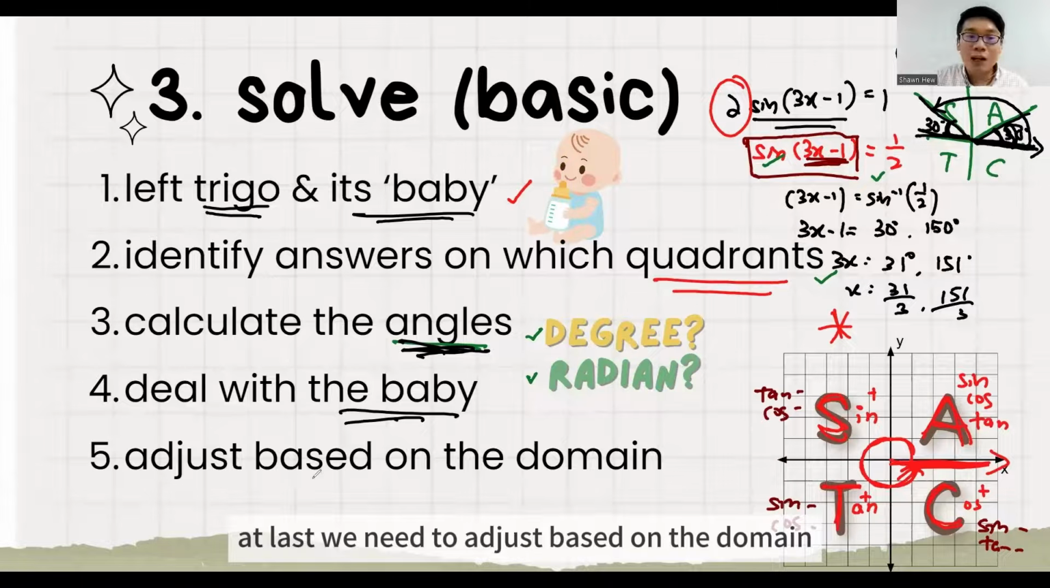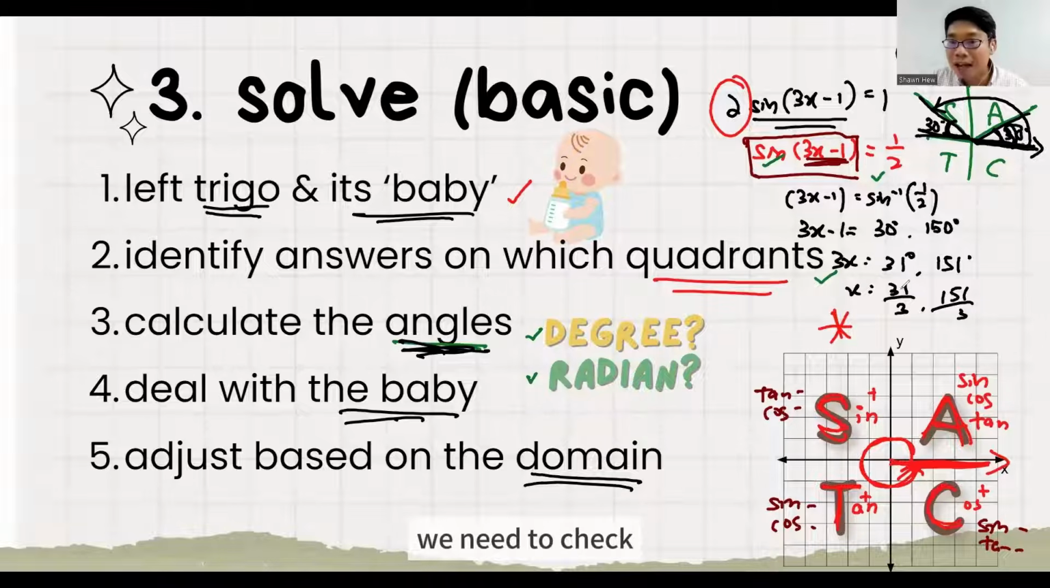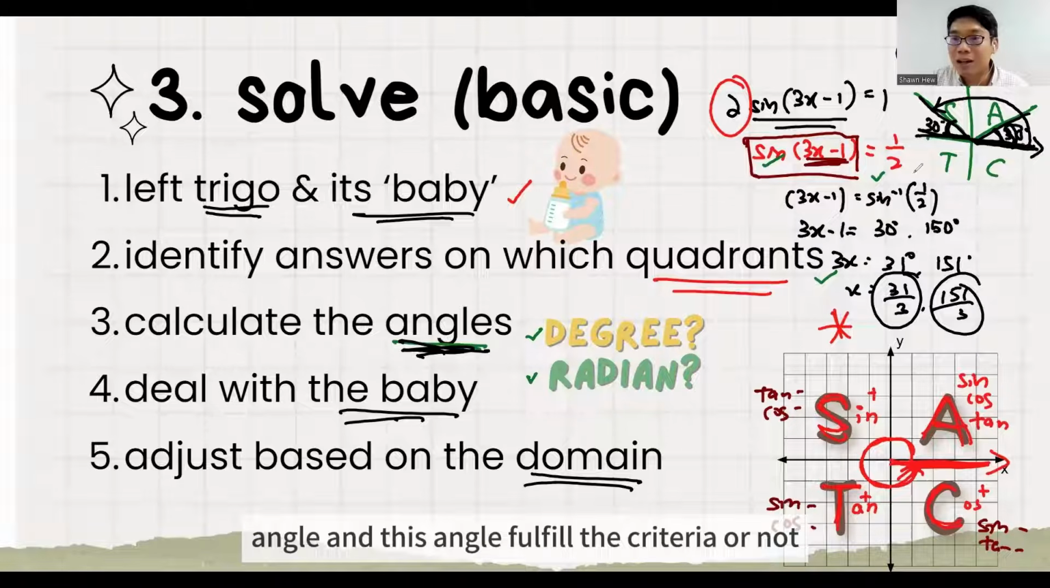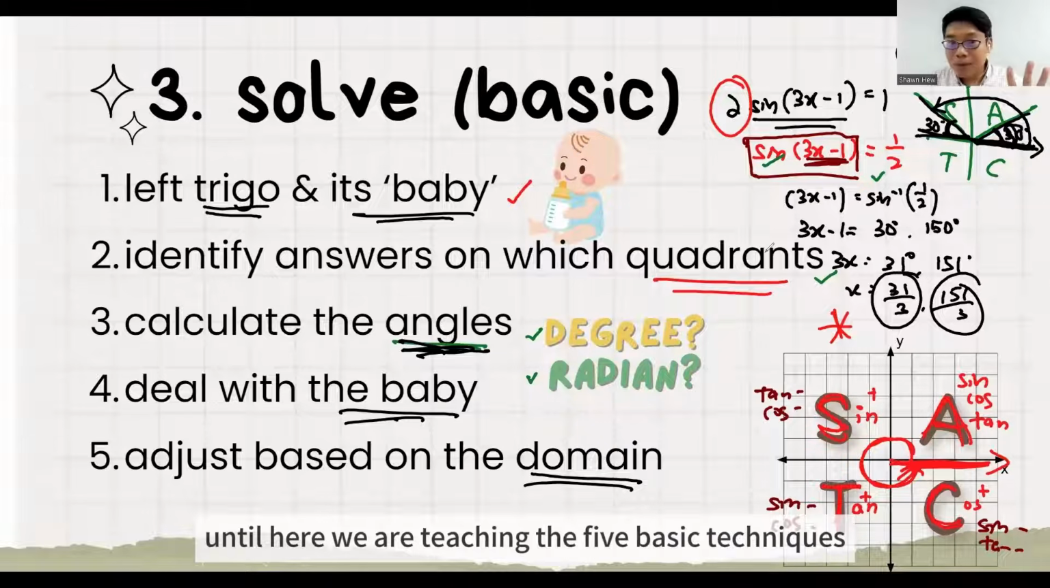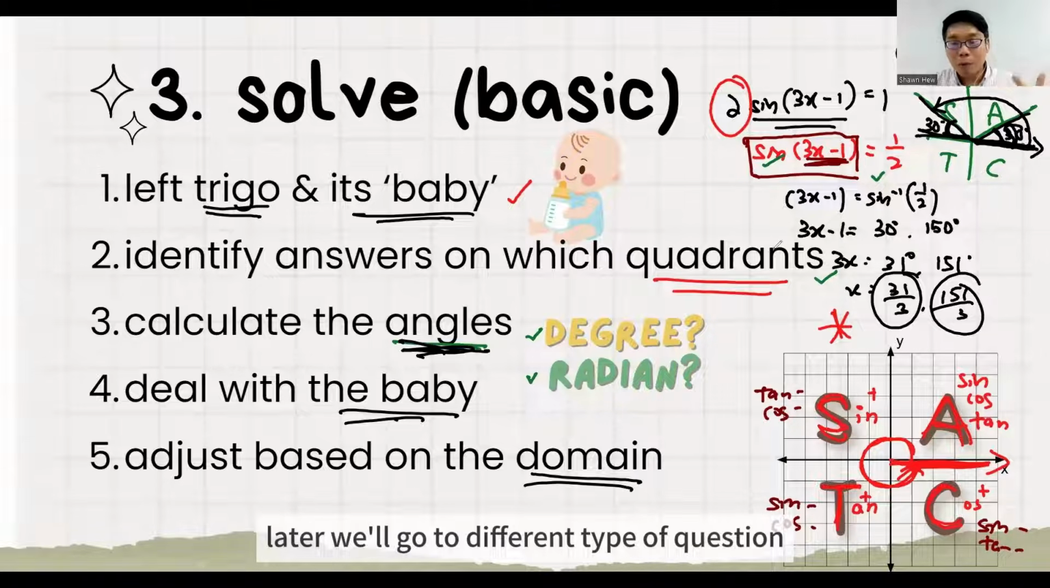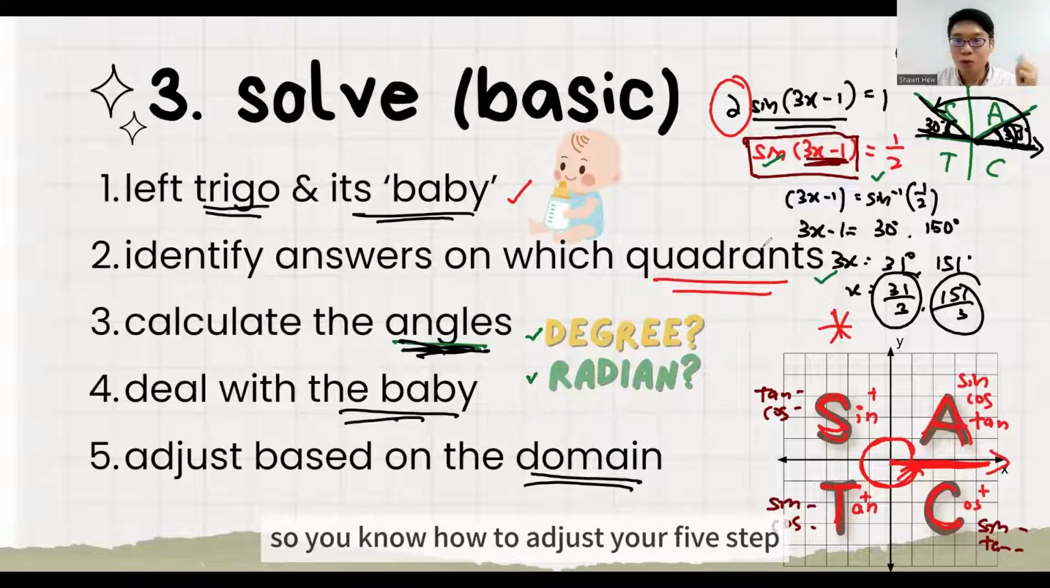At last, we need to adjust based on the domain. We need to check whether this angle and this angle fulfill the criteria or not. If yes, then we accept. If no, then we reject. Up to here, we are teaching the 5 basic techniques. Later, we'll go to different types of questions. We'll see them one by one so you know how to adjust your 5 steps.